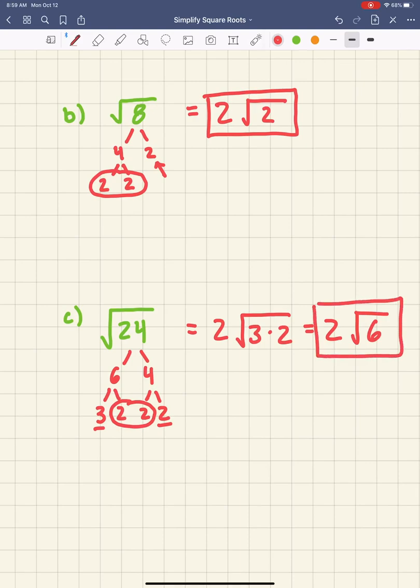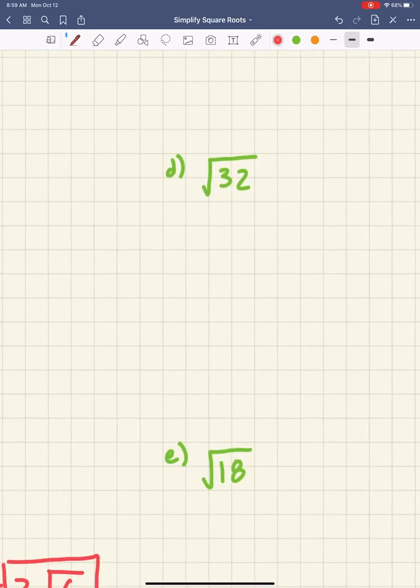So once again, when you get a pair, that moves out. Notice I didn't write it 2 times, I just wrote whatever the pair number was outside, and then the leftover pieces, the 3 and the 2, get multiplied together because they didn't have matching partners.